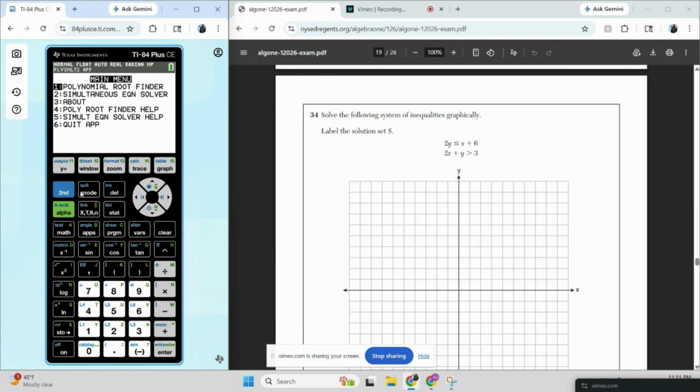Question 34. So I'm going to come out of here. I'm going to go into a graph. I need to take plot off. I always forget to do that, but you need to take plot off. If you do not have the inequals button, you can still graph inequalities. You slide all the way over. When you hit enter, as you scroll through, this means greater than, that means less than. So I want to be less than.